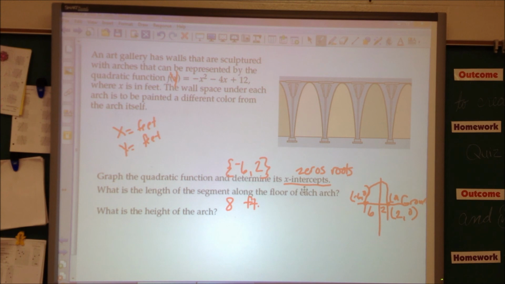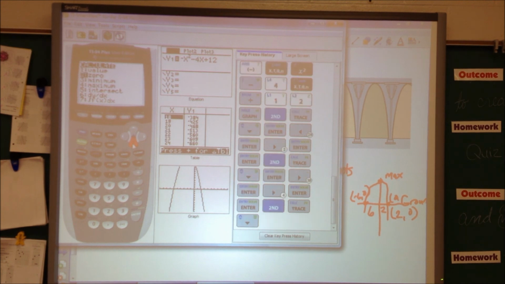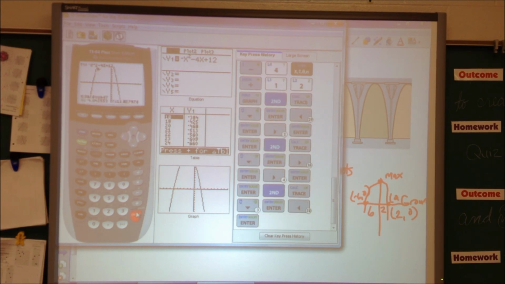Now I want to know what's the height of the arch. That's this point here. So remember, that's my maximum or my vertex. So I'm going to come back here and I'm going to second calculate. This time I want the maximum. Enter. And I need to come on way over here, and it wants the left bound. So I need to make my y's go up, up, up, up. Still going up, 15, 15, 15, 15, 14, 12. Now it's gone down, so I know I'm on the other side of my vertex. I'm going to hit enter, and right there that arrow shows me where I'm at.